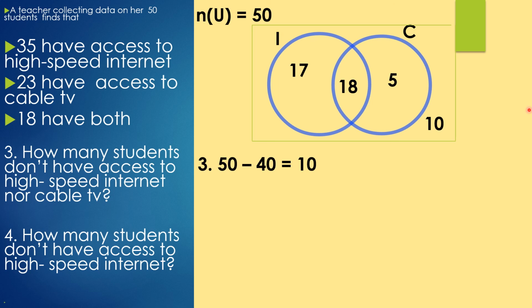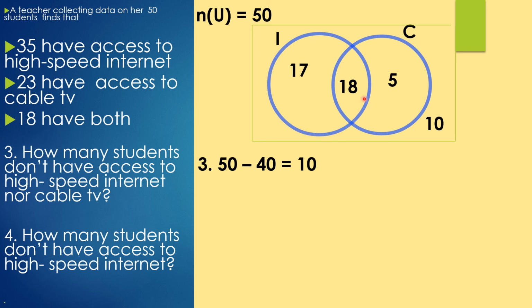And then, question number 4, how many students don't have access to high-speed internet? Okay, so only for high-speed internet. They don't have access. So, what is your answer for this? If you look at the diagram, this set here is I, or internet, high-speed internet. So, which means those students who are outside of this set answer question number 4.